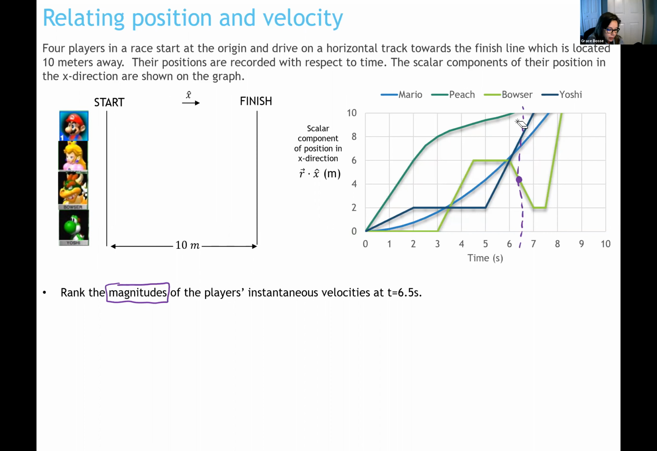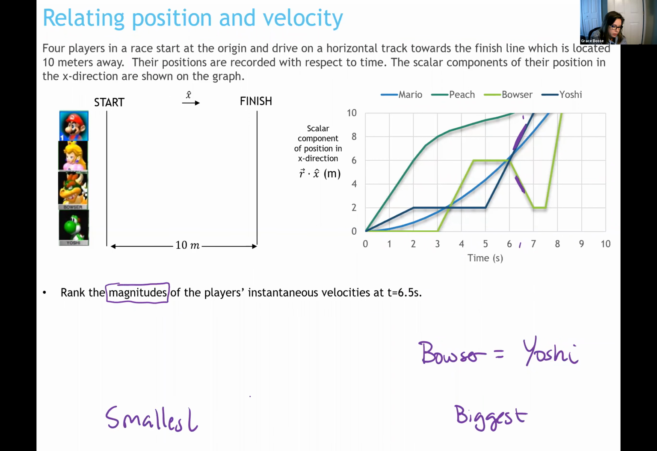I would say if I look at this graph here, I think that Bowser and Yoshi have the same slope. One's positive and one's negative, but I think that they are equally steep. And so I think Bowser and Yoshi are tied at that moment in time for the steepest slope. So this is the biggest number up here, and here's the smallest one down here. All right, now let's focus on Mario and Peach. I actually can't even see Peach's graph. I'm going to interpolate and think that maybe her graph looks something like that.